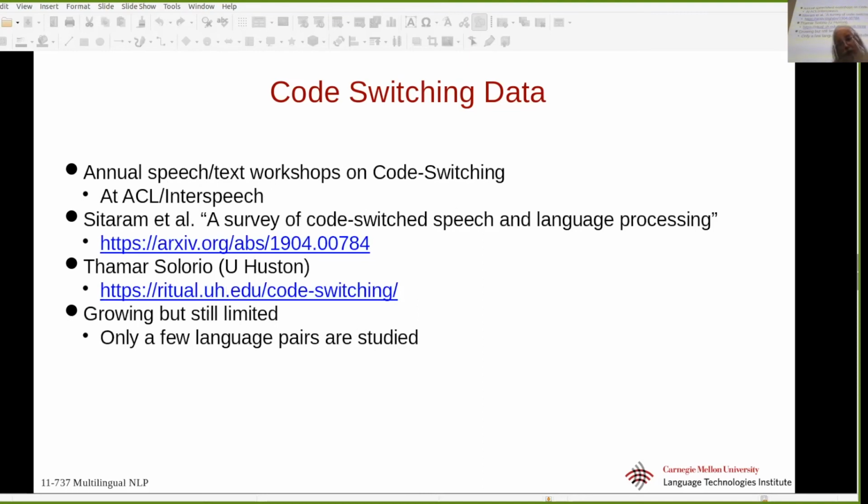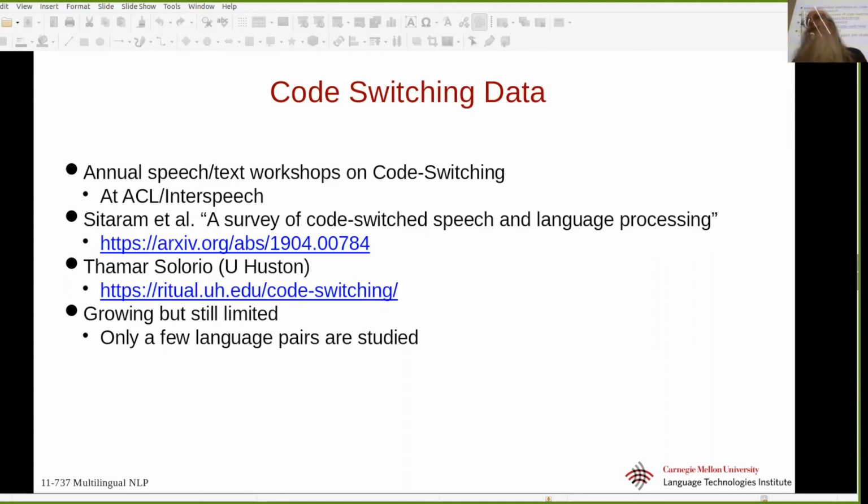What about data? Well, we now have regular workshops. There's sort of one every year. One's focused on speech, one's focused on text. Sunayana Sitaram, who's at Microsoft Research in Bangalore, India, wrote this code switching speech and language processing paper. I was one of the authors as well, where it sort of looked at all the data sets, but it's out of date because it's 2 years old.